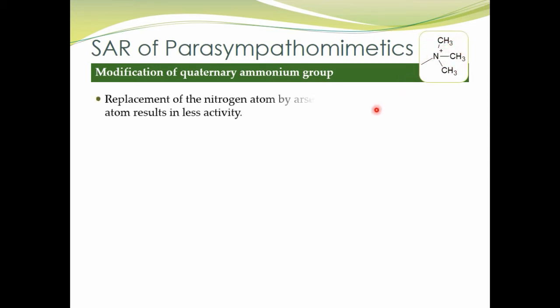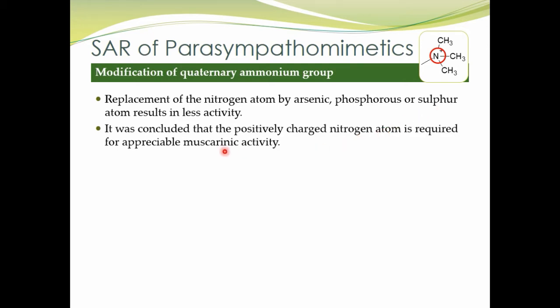First, we will see the modification of the quaternary ammonium group, that is N(CH3)3. So first is replacement of the nitrogen atom by arsenic, phosphorus or sulfur atom, which results in less activity. This nitrogen is replaced by arsenic, phosphorus or sulfur. It gives less activity. From that, it is concluded that a positively charged nitrogen atom is required for appreciable muscarinic activity.